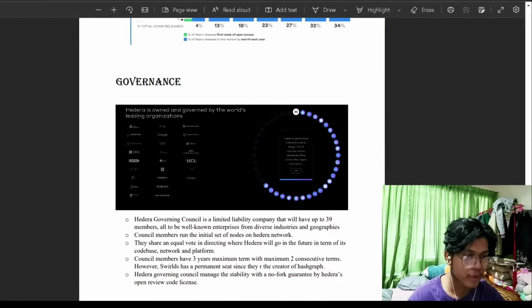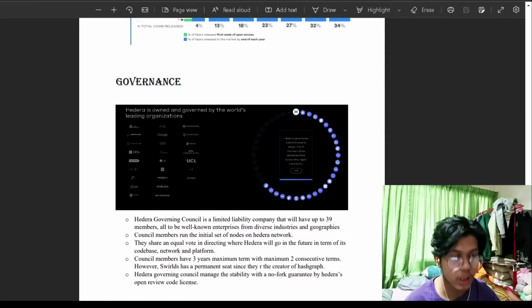You can see right here how Hedera is owned and governed by the world's leading organizations. The most famous one is Google. You can see Standard Bank, you can see UCL, you can see Boeing, FIS, Ubisoft, all strong companies, big companies, the elite companies. Hedera is owned by them. They acknowledge Hedera as something that can be used in business.